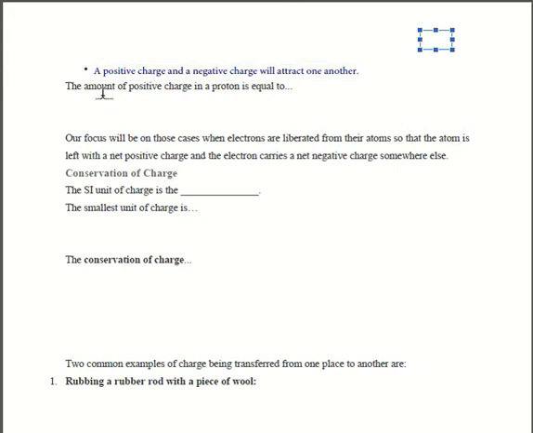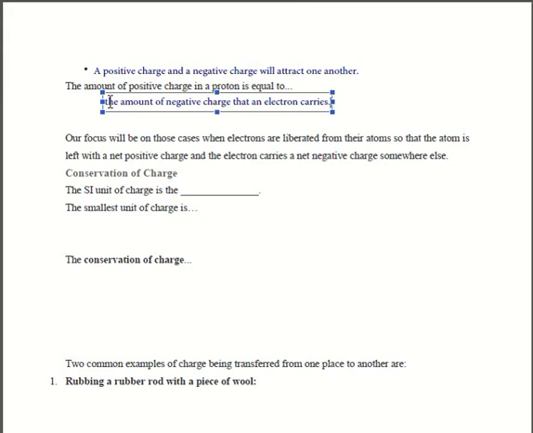The amount of positive charge that one proton carries is actually equal to the amount of negative charge that an electron carries. So even though they're different sizes, they have different masses, they still have the same amount of charge. So keep in mind that's just magnitude. When we get into working with it, we'll call the signs a little bit different.